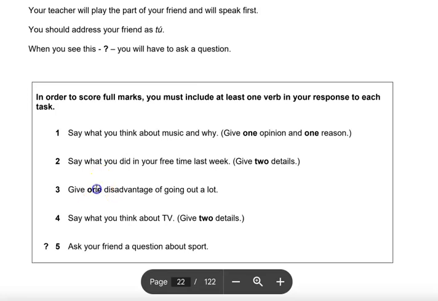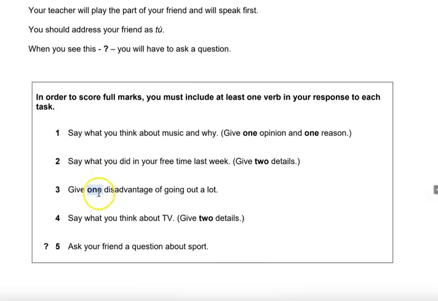Give 1 disadvantage of going out a lot. So again, don't spend ages thinking about this. Just say, it's expensive, okay? It's cold. Something is right. As long as you've got a verb in it, you only need 1 disadvantage. So if you just said, es caro or cuesta mucho, those both have verbs in them, that would be 2 marks. Hace frío has a verb, hace is a verb, and that would be 2 marks.